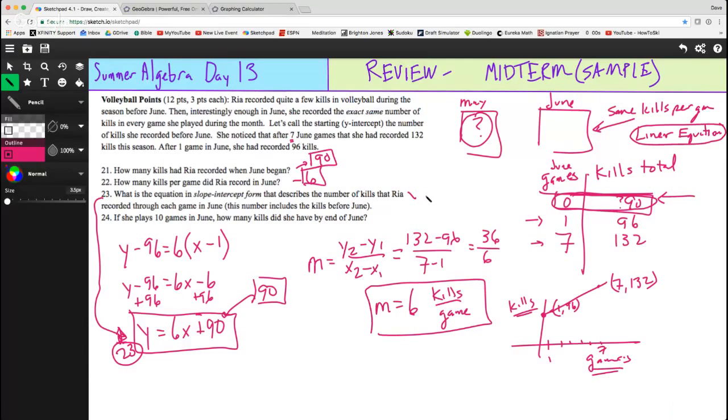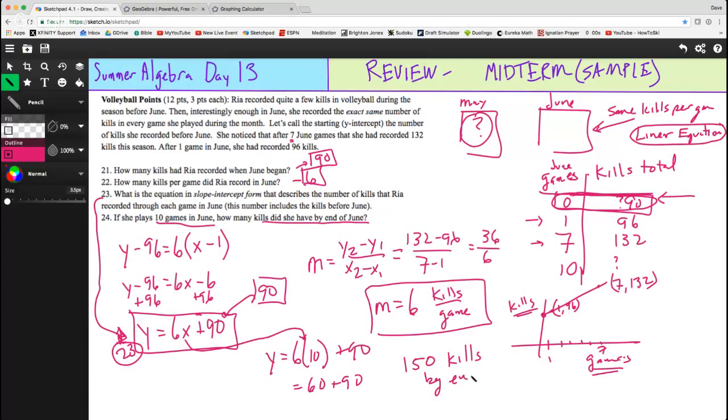And then 24, if she played 10 games in June, how many kills did she have by the end of June? Well, that just simply says, well, let's put a 10 here and figure out what this number is. So we'll say y equals 6 times 10, our x is 10, plus 90, and so we get 60 plus 90, and that's 150 kills by end of June. Good. Moving right along.